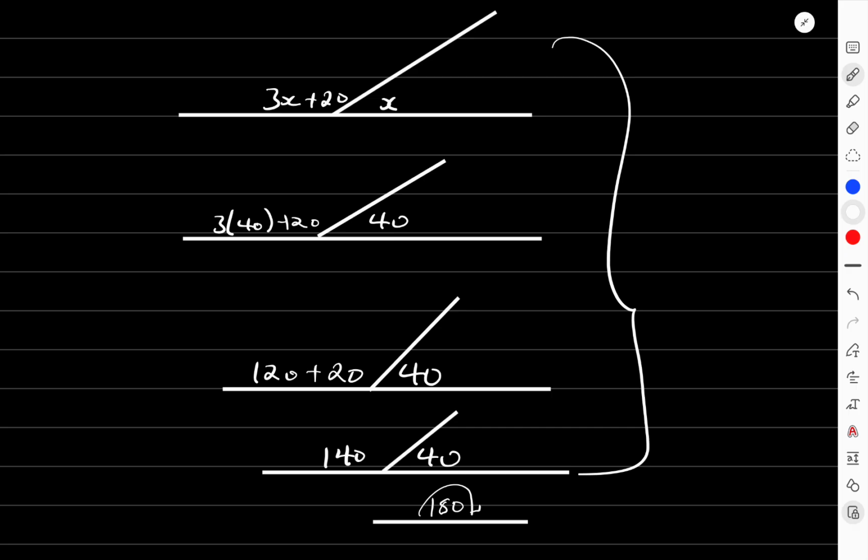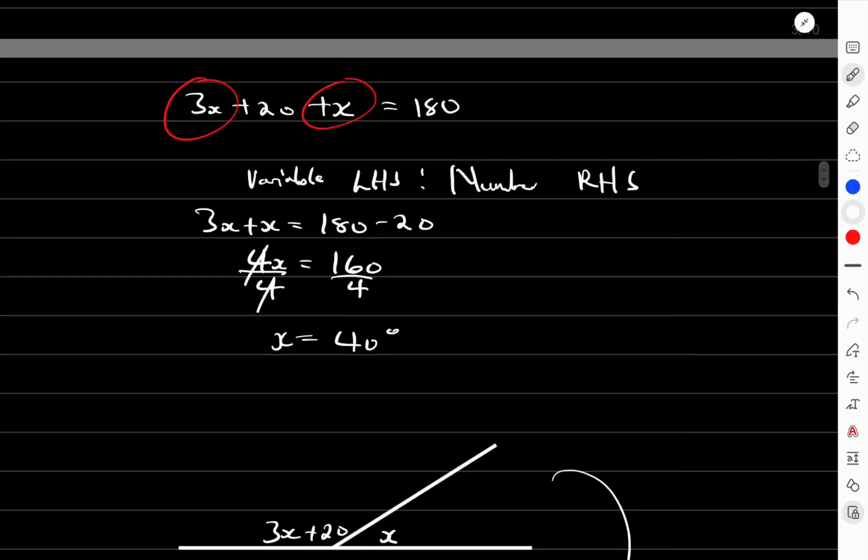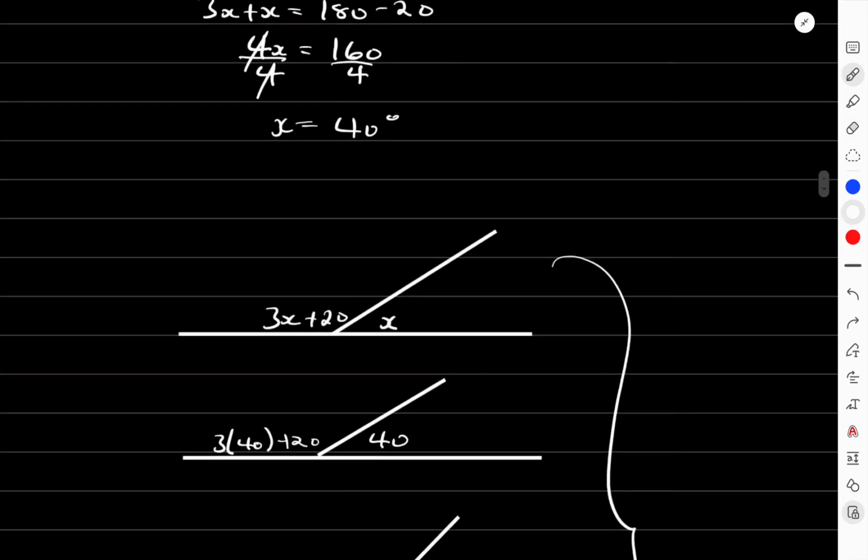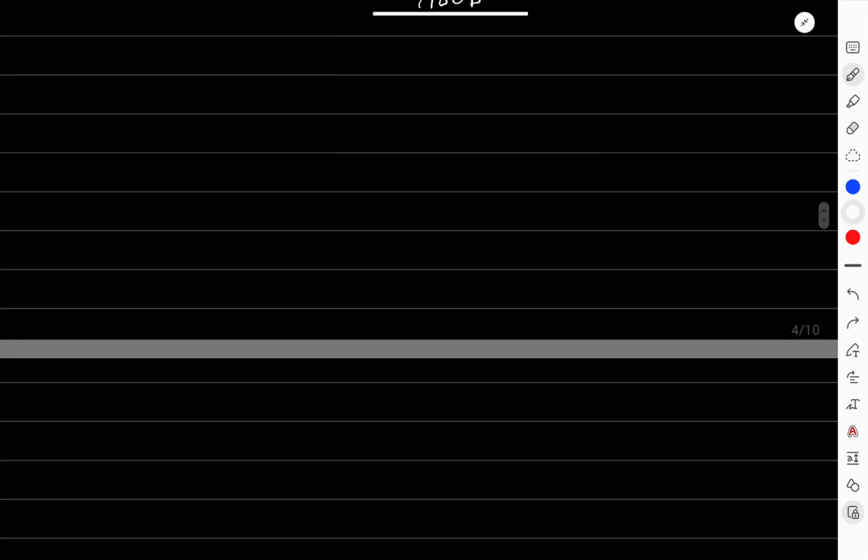But then when they say "and hence the size of each angle", it means after getting the value of x, we have to substitute it into the original angle value. Wherever you see x, we have to substitute the value of 40. Therefore, you're going to have the size of the angle that was supposed to be there. Instead of having x, you have a right to substitute 40 where you see x.